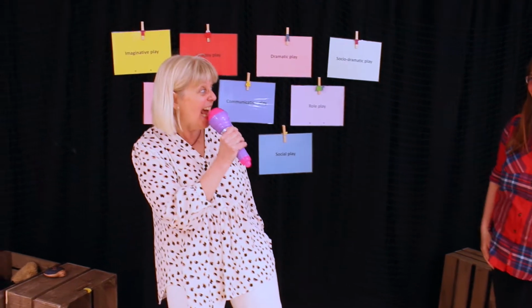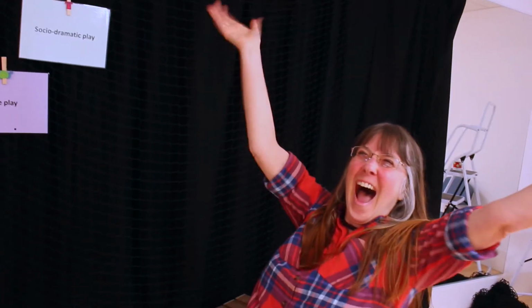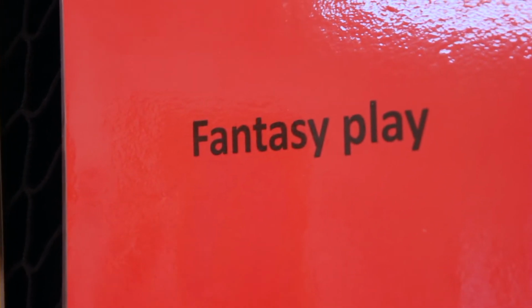We have Lily Evans. Fantasy play is much more about the things that are not real, so aliens, witches, superheroes, those kind of things that feature so highly in children's play. So here's a couple of examples.